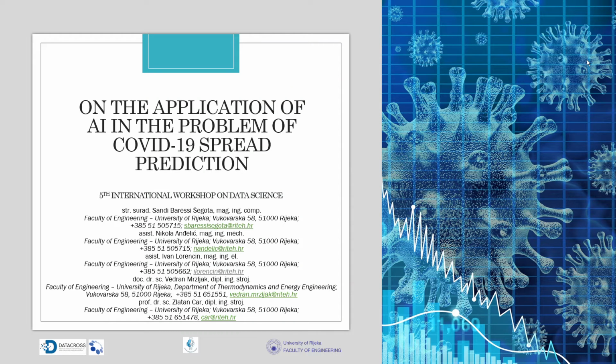Hello, my name is Sandi Boris Shigota, and today I will present you my research on the application of artificial intelligence in the problem of COVID-19 spread prediction. Research that I worked on with my colleagues Nikola Anđelić, Ivan Lorencin, Dr. Vedran Mrzljak, and Dr. Zlatan Car, all employed at the Faculty of Engineering in Rijeka.